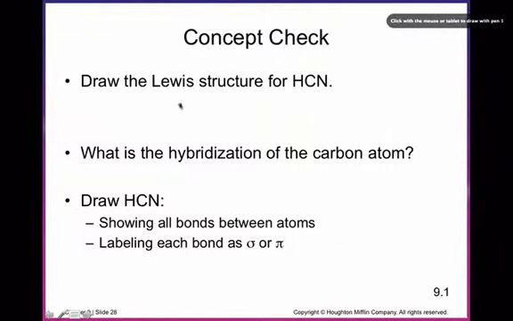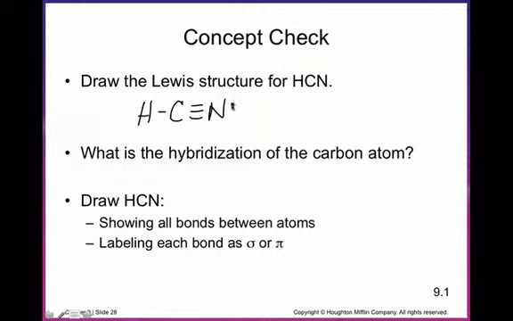Okay, draw the Lewis structure for HCN. So here's HCN. That's what it would look like. What is the hybridization of the carbon atom? So I look at the carbon atom and I see that there's 2 domains around the carbon atom. So there is going to be sp hybridization around the carbon. And then it says showing all bonds. We want to draw HCN showing all bonds between atoms and labeling each bond as sigma or pi.